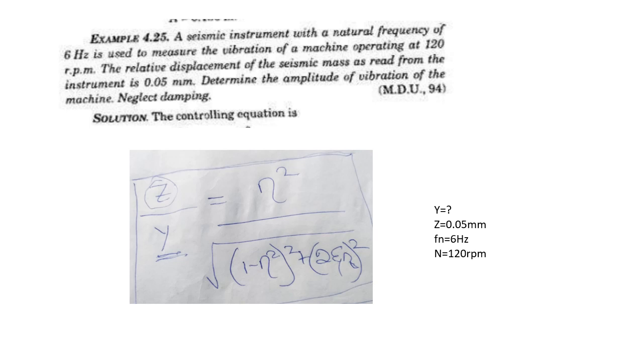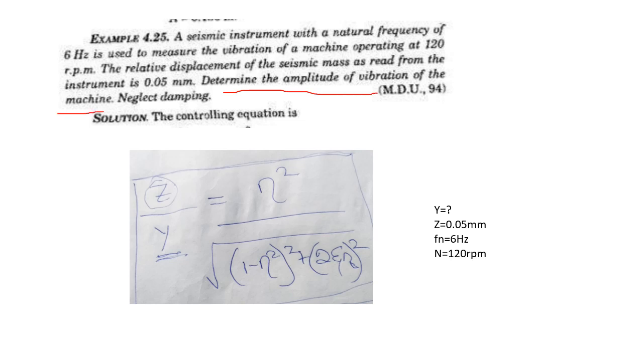So let's look at a numerical. A seismic instrument with a natural frequency of 6 Hz is used to measure the vibration of a machine operating at 120 rpm. The relative displacement of the seismic mass as read from the instrument is 0.05 mm. Determine the amplitude of vibration of the machine. Neglect damping. So what are you supposed to find? Determine the amplitude of vibration of the machine.